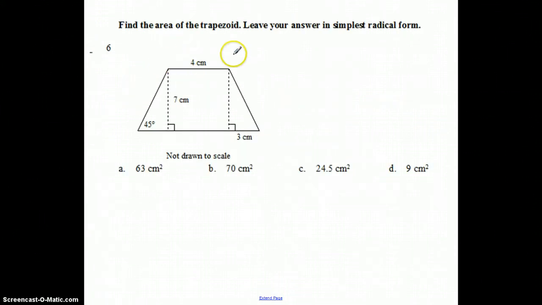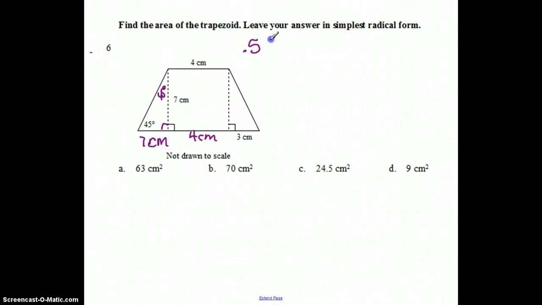Okay, the next one. First of all, if this is 4 right here, this bottom of this is going to be 4. So my big deal is to find this piece right here. And quite honestly, it's pretty easy if you realize this is 45. Because if this is 45 and this is 90, that means it's a 45, 45, 90 triangle. So if this is 7, then this part right here is also 7.